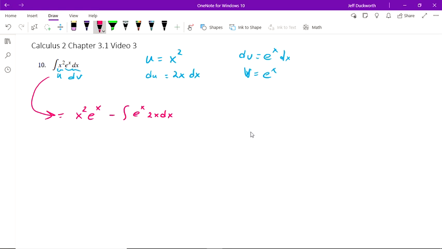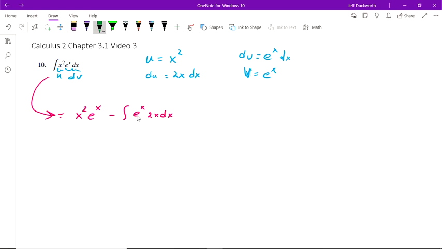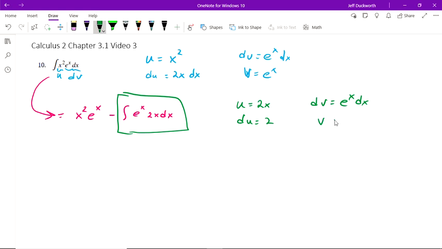Well, we need to do the integration by parts again. So let's do it again. So, for our second part, we're just doing this box here, green box. Our u will equal 2x, which makes our du equal 2. And our dv will be, again, e to the x dx, which we've already determined was just e to the x for v.